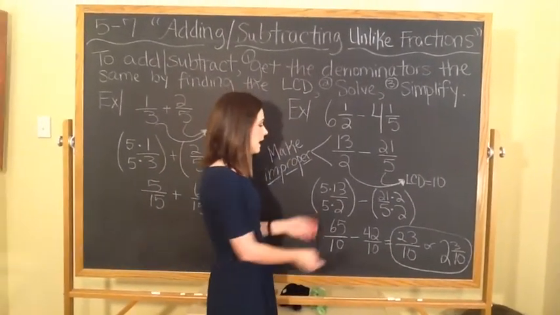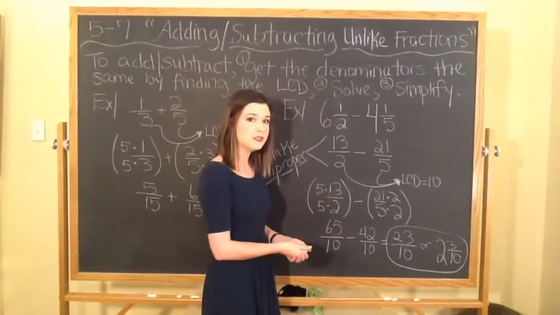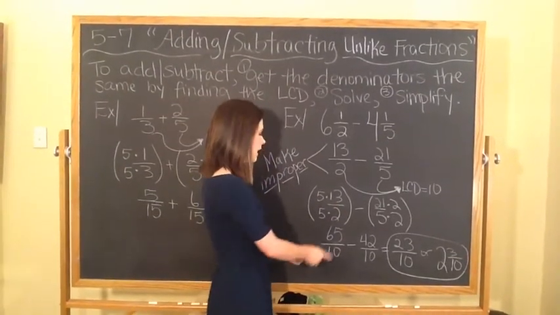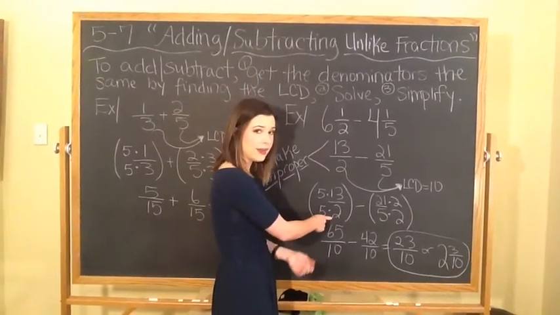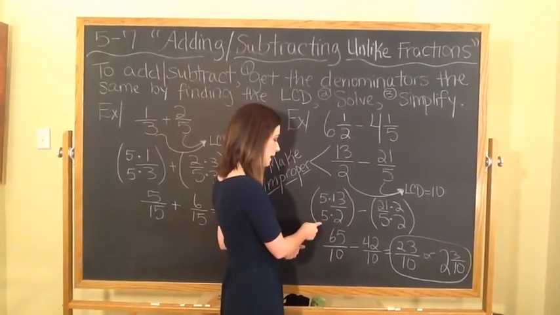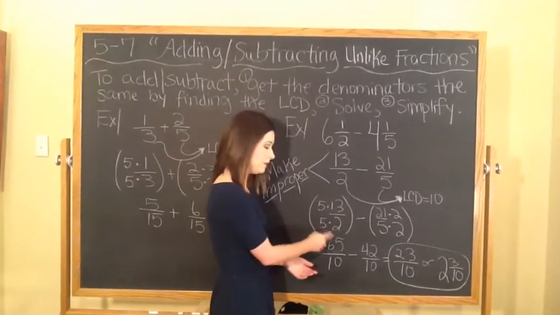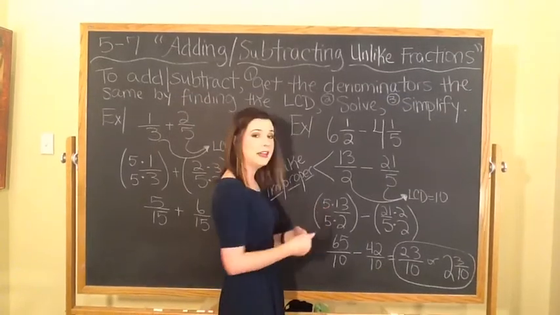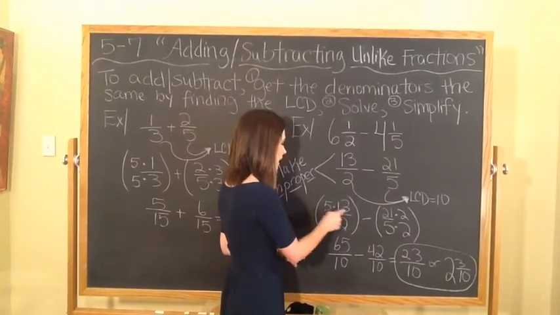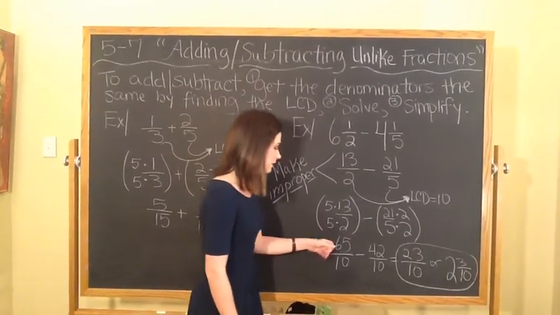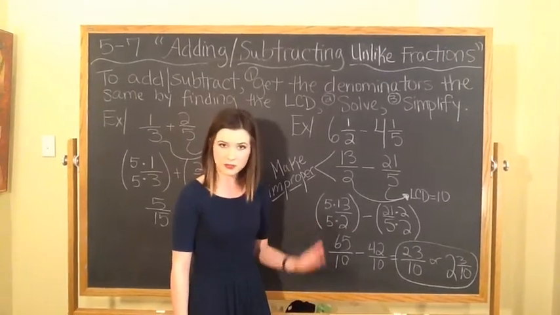So we're going to go ahead and I organize mine with parentheses as well so I don't get confused. And I realized that in order to get the 2 to 10, we need to multiply by 5. So 2 times 5, which gives me 10. And then I have to multiply the numerator by the same number. So 5 times 13 gives me 65. So 65 over 10 is my new equivalent fraction.